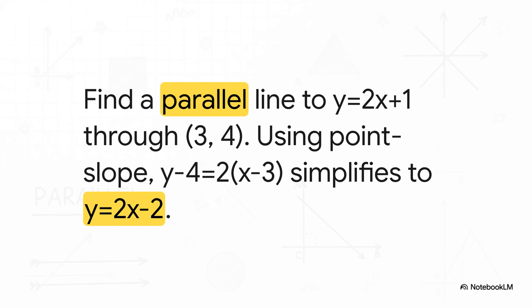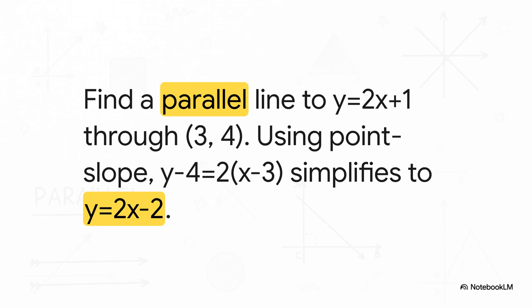We aren't just going to solve this problem, we are going to mathematically prove that our solution is bulletproof. Let's step through this scenario. We need to find a line parallel to y equals 2x plus 1, passing through the coordinate (3, 4). Okay, since it's parallel, we know for a fact it shares the same slope as the original line.